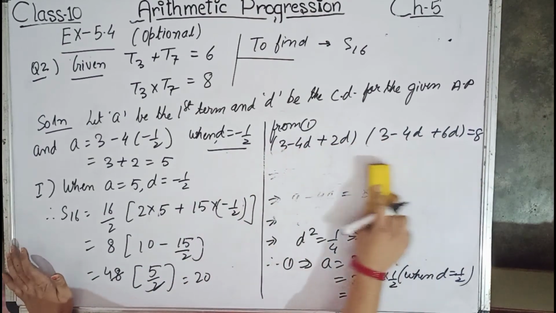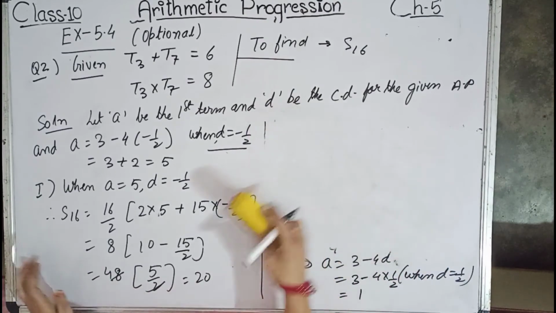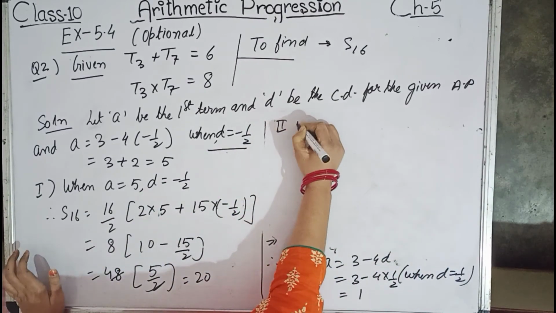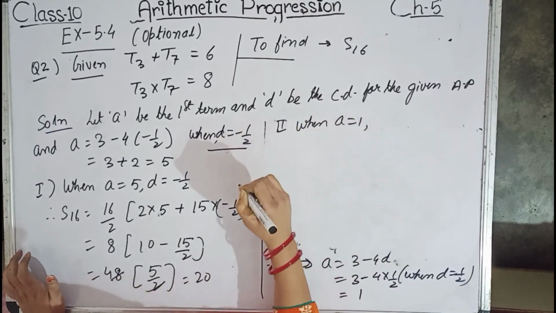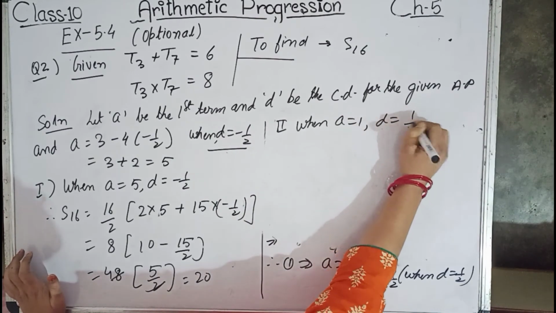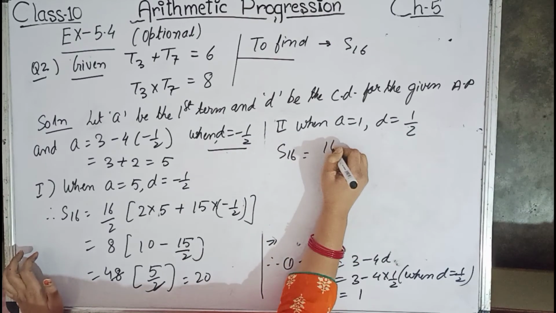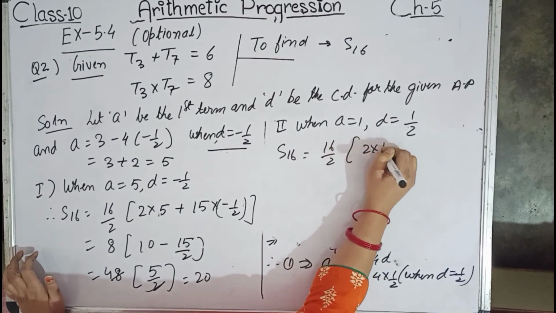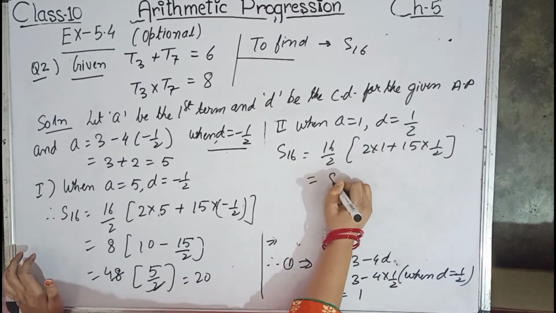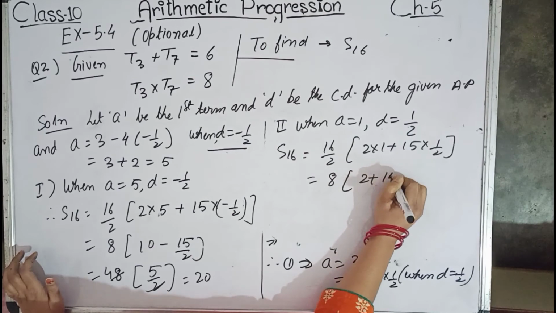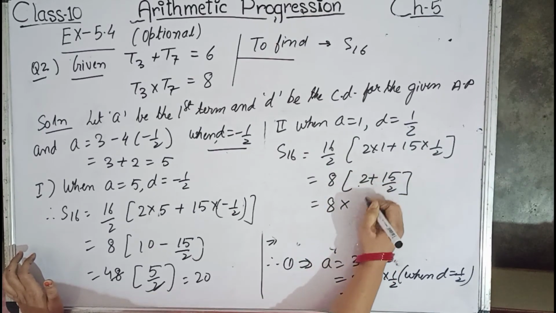Now case 2, when A is equal to 1 and D value is also 1 by 2. So S16 is equal to n by 2 [2A plus (n minus 1) into D]. So here we will be getting 16 by 2, that is 8, into [2 plus 15 by 2].